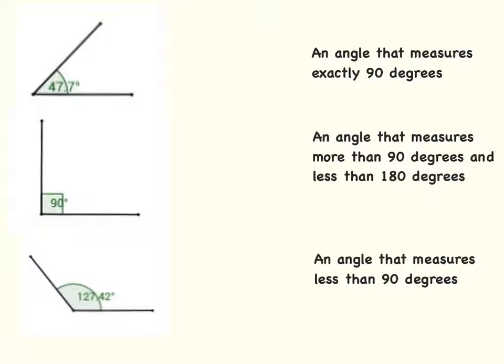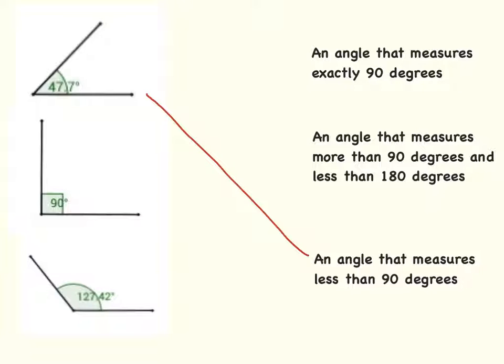We will start with the angle at the top, the 47.7 degree angle. As you can see, this angle is less than 90 degrees, so it would go with the bottom definition. And remember, this angle is called an acute angle.